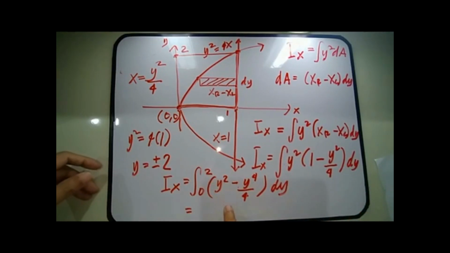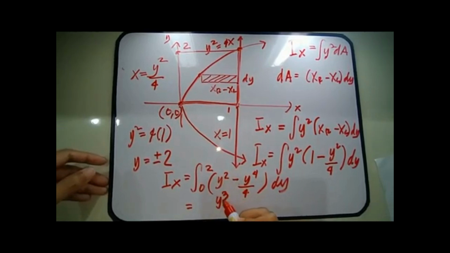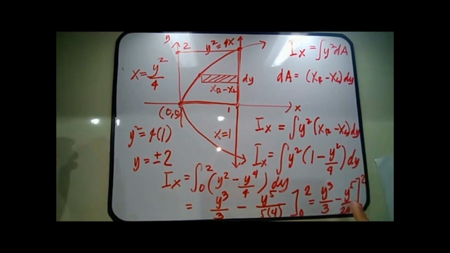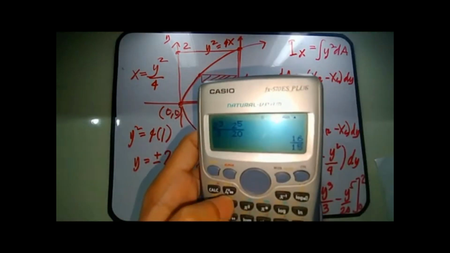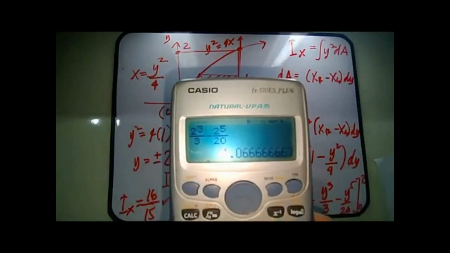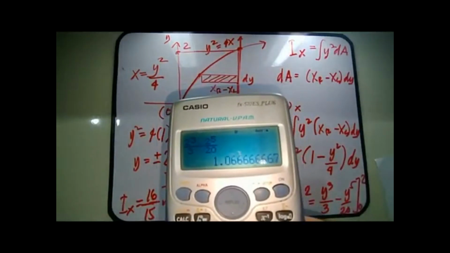So, equals, perform natin yung power formula. So, this will become y cubed all over 3 minus y raised to 5 all over 5 times yung denominator na 4, from 0 to 2. So, this will just become y cubed all over 3 minus y raised to 5 all over 20 from 0 to 2. So, ito, substitute natin yung 2. So, that is 16 over 15. Yung Ix natin, guys, 16 over 15. So, ano ba yun sa decimal? So, that is 1.067. So, yung answer natin, guys, is letter B.